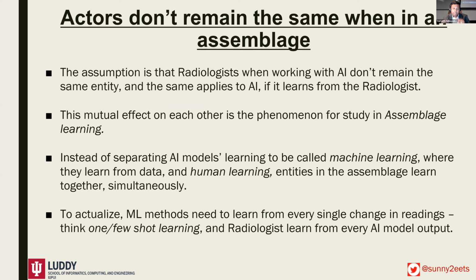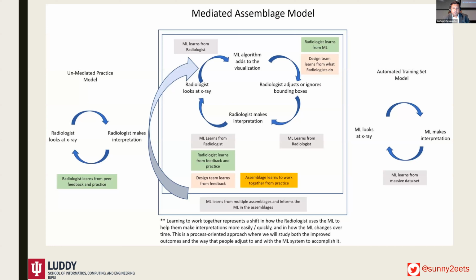And to be able to enable this fit, this assemblage, there have to be some methodological changes in the way we train our models. And similarly, humans have to be trained to be able to adapt to how a machine learning model or an AI model works. So this is sort of the high level architecture of how this works.